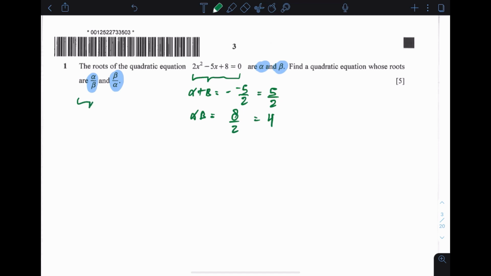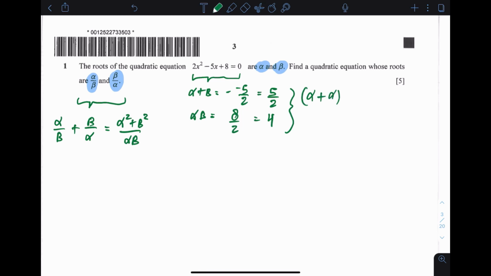Now, to get the equation with the roots given here, I need to find the summation of the roots. So when I set this up with the same denominator, I will end up with alpha squared plus beta squared over alpha beta. Alpha beta is already 4, but we need to find alpha squared plus beta squared. For this, we can revise the formula back from Sec 3: alpha plus beta, bracket squared, is alpha squared plus 2 alpha beta plus beta squared.